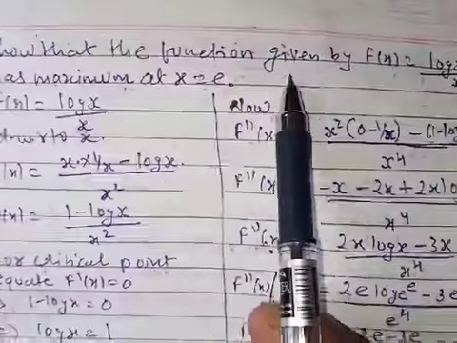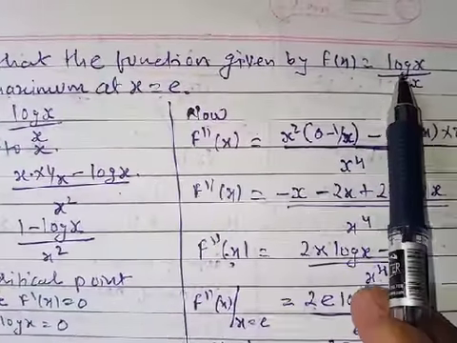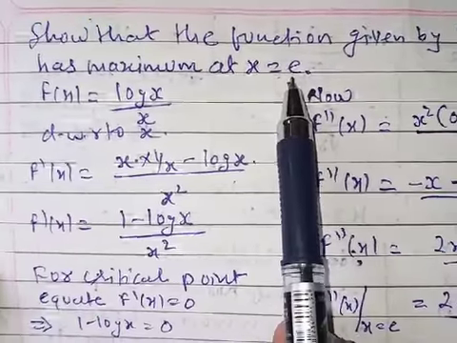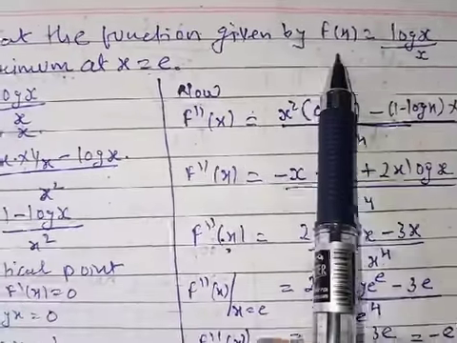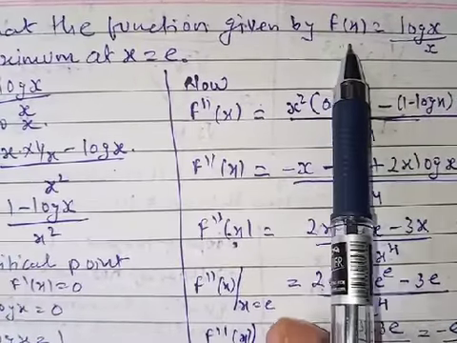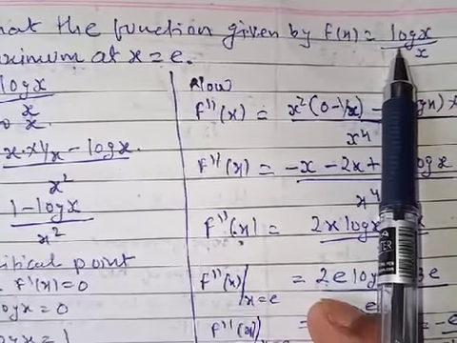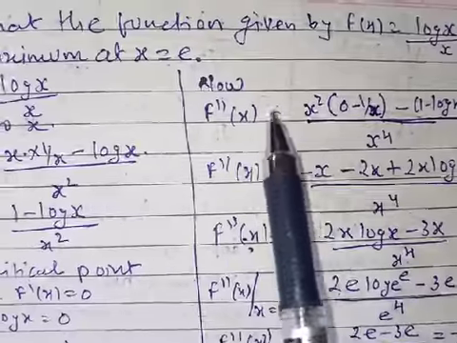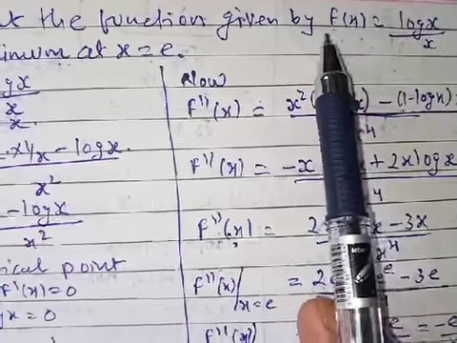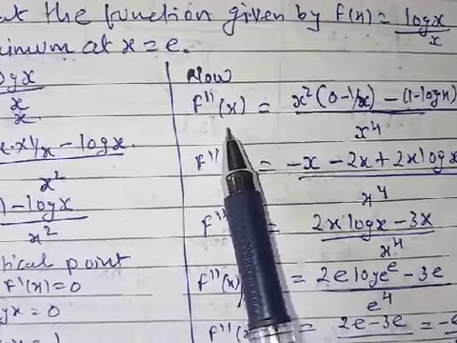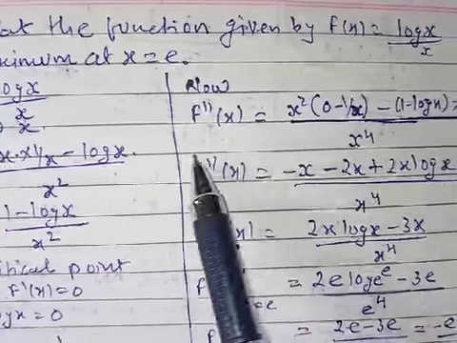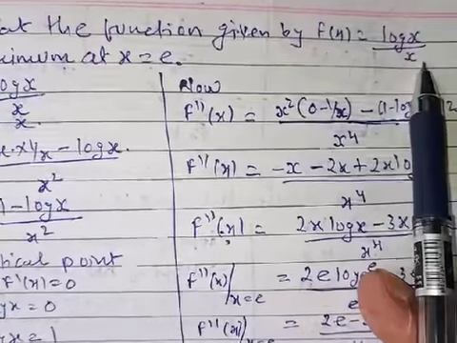So the function given by f(x) equal to log x upon x has a maximum value at x equal to e. So very simple. First you have to find d/dx, f dash of x. After finding f dash of x, equate it to 0, find the critical point, then find f double dash and find the value of f double dash at the critical point. If it is less than 0, it is negative, then it can be proved that it is a maximum.